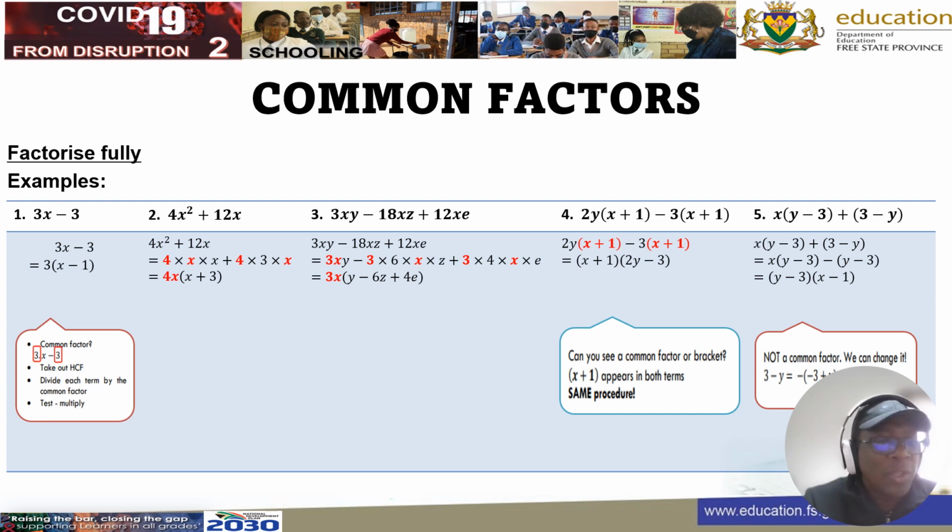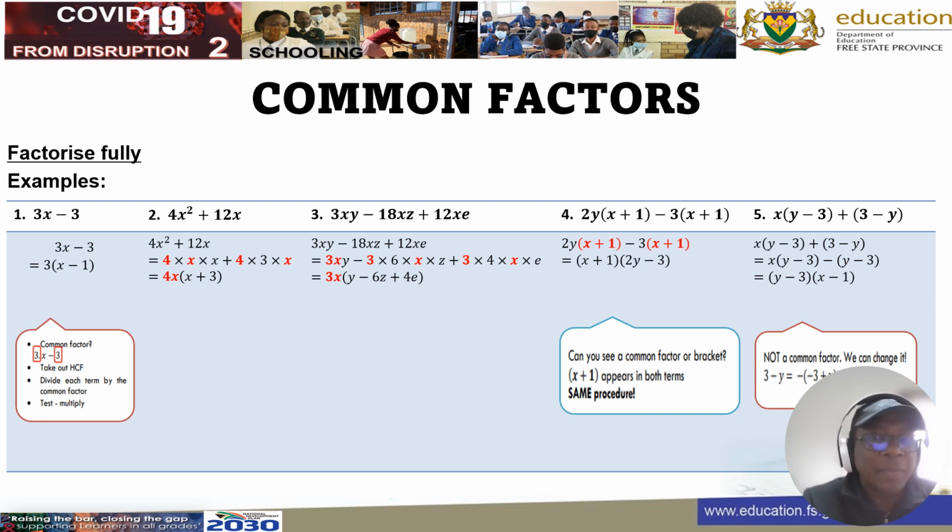Example number 2 is 4x squared plus 12x. You remember we are taking out the highest common factor. The highest common factor of 4 and 12 is 4, of x squared and x is x. Hence, we have 4 multiplied by x multiplied by x, and 4 multiplied by 3 multiplied by x. All those highlighted in red are the highest common factor. We take them out, and it will be 4x into x plus 3.